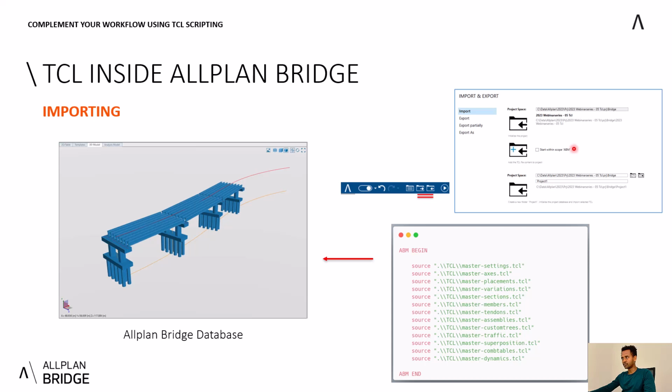Maybe one thing to mention here is that we have this remark saying start with the scope ABM. This is a checkbox to check or uncheck, depending on whether you have ABM begin written at the top of your code, to say this is a scope of Allplan Bridge. If it's not there, you just have to check this one, and it will automatically add it at the beginning and at the end.